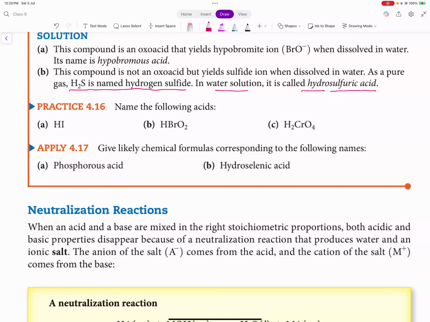So is the first one hydroiodic acid? Yes, write it and send it to me. Okay. Both 4.16, 4.17.